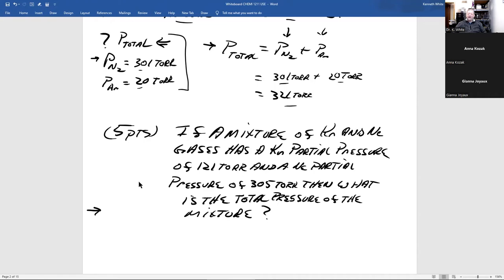Remember, all I'm asking you to find is, what are you being asked to find? What are you given?